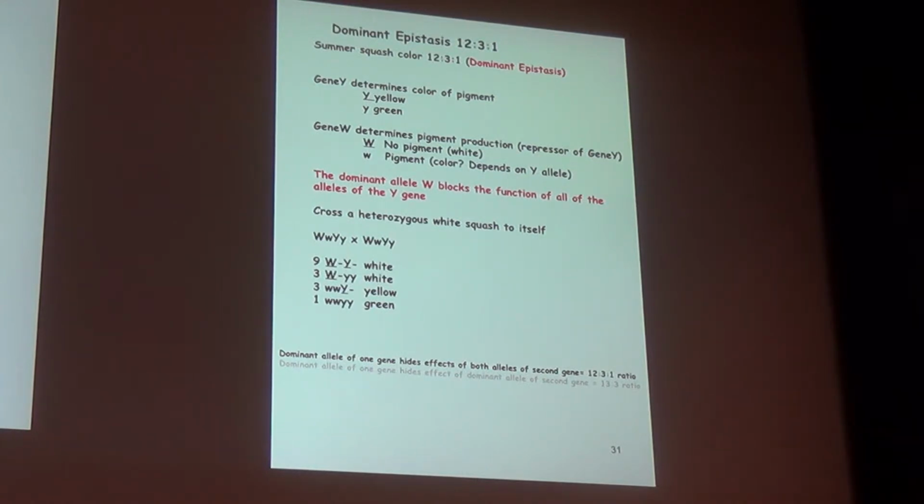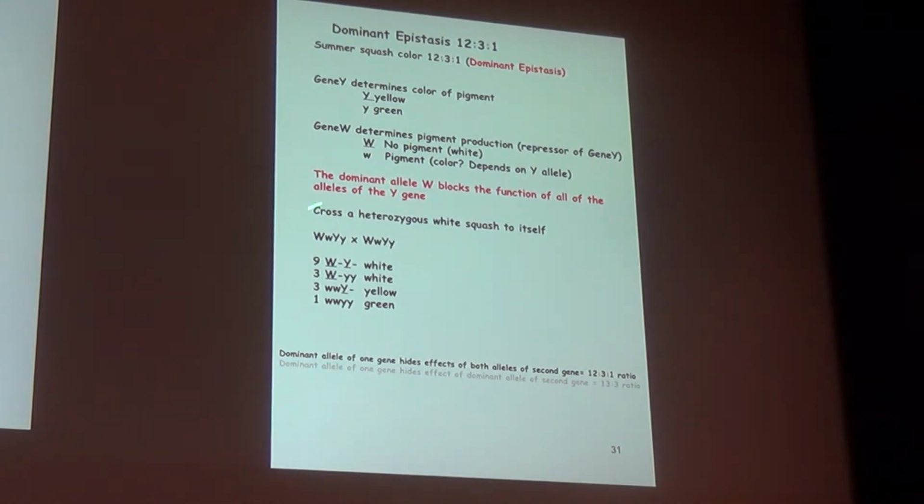Does that make sense? When you have the big W, it's producing a protein that's basically going to turn off this production of pigment gene. And when you turn off the production of that pigment gene, you're going to basically be white. And then when you have the mutant version, little w, that allows this gene to make pigment. And it will be either, if you're big Y, you'll be yellow, if you're little y, you'll be green.